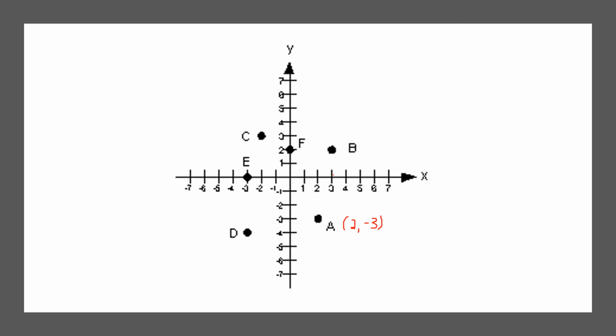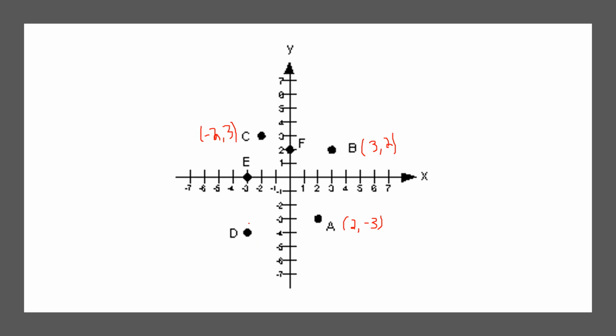For B, B is here, so x is 3 and y is a positive 2. So the coordinates for B would be (3, 2). For C, here's C, x is negative 2 and y is a positive 3. So x is negative 2, so we have (-2, 3).